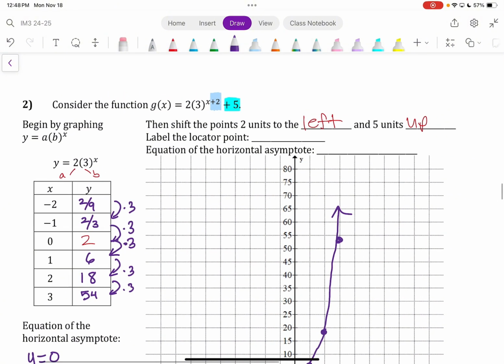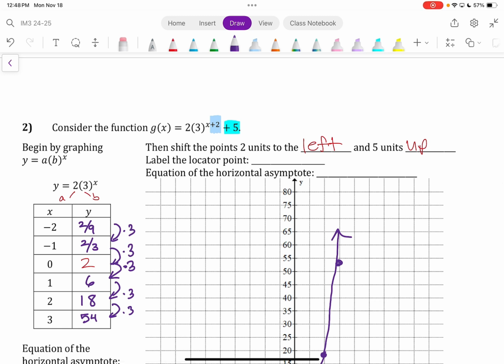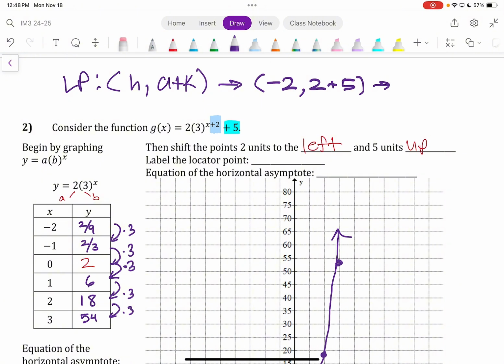Before I begin graphing the new one, I am going to write the locator point. The locator point is h comma a plus k. That means that if h is -2 and a is 2, 2 plus 5 is equal to 7, so -2, comma 7. That is your locator point, right here. Oh, my bad, other way around. -2, comma 7. There we go.